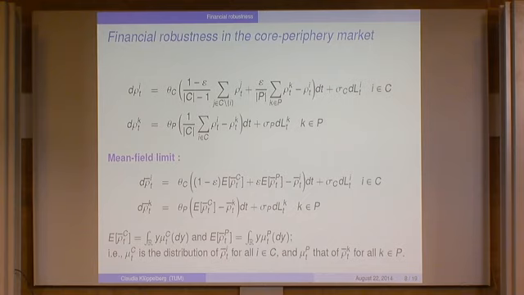So here there is nothing really special about the core-periphery structure. It's just about having two groups, no? Yes, it's having two groups. So the graph doesn't play a role, it's complete.